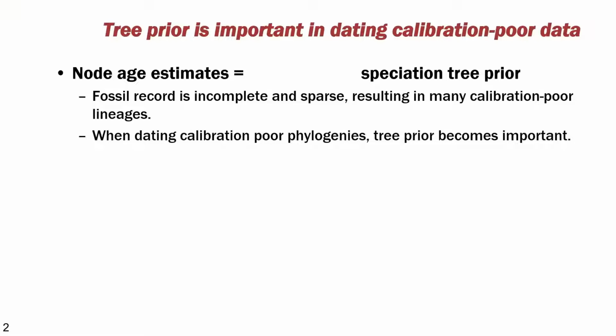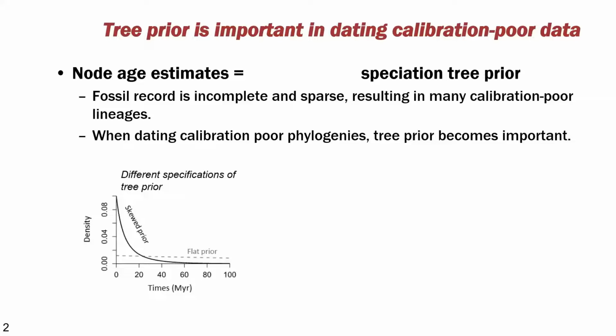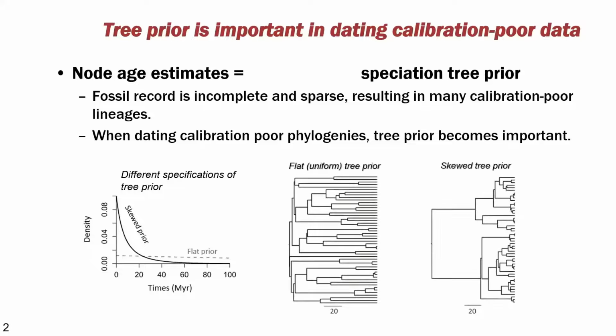Basically, the tree prior describes the density distribution of the node ages. The use of different parameters of the tree prior will lead to very different density distributions and also time tree structures. As the example shown here, the time tree simulated using the flat tree prior looks very different from the time tree simulated using the skew tree prior. There are more long branches in the trees simulated using the flat tree prior, and more short branches in the tree simulated using the skew tree prior.